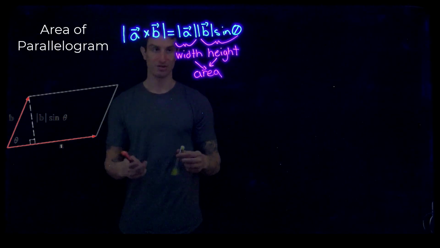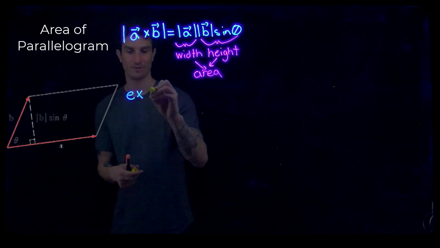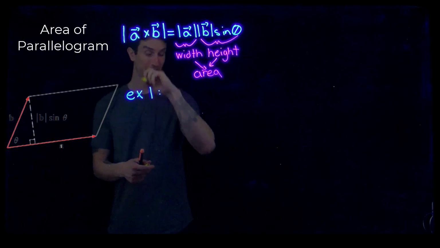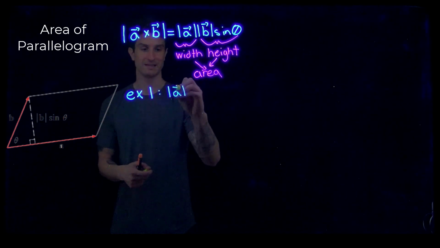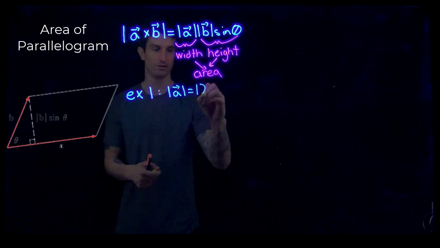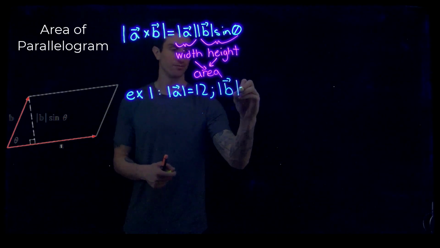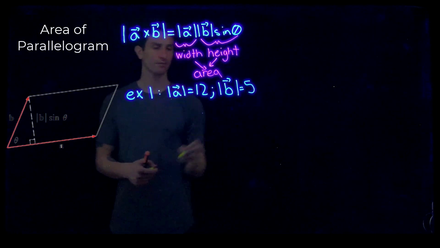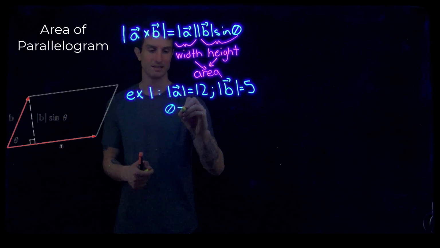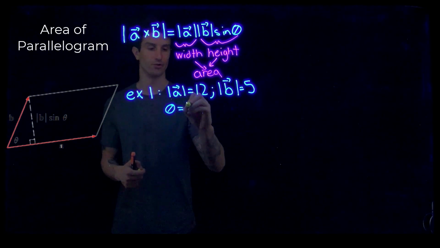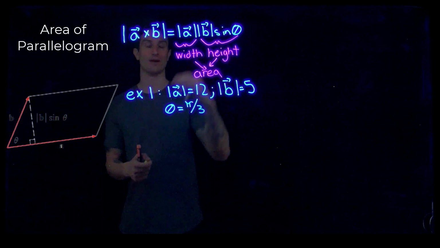Okay, so let's do the easier of the two examples. Let's say example 1, and it's all based off of what information we have. Let's say I give you the magnitudes. Let's say magnitude of A is equal to 12. Magnitude of B is equal to 5. And let's say theta is equal to, let's do pi over 3. All right, so in this case, I have my entire right-hand side.